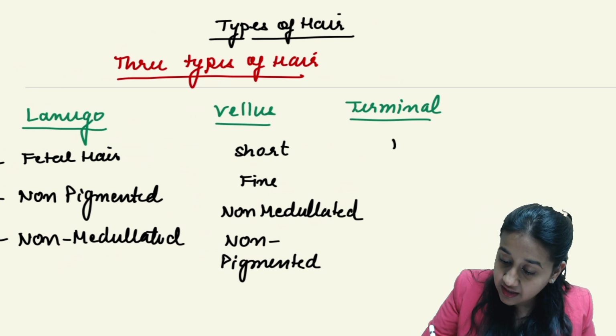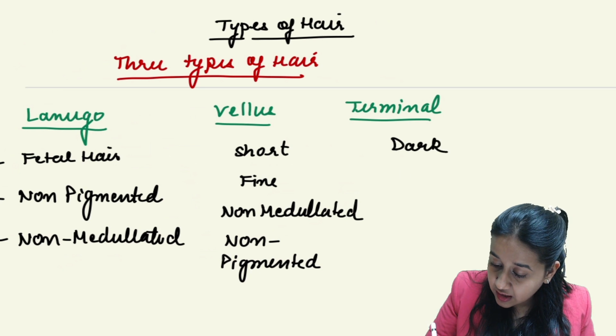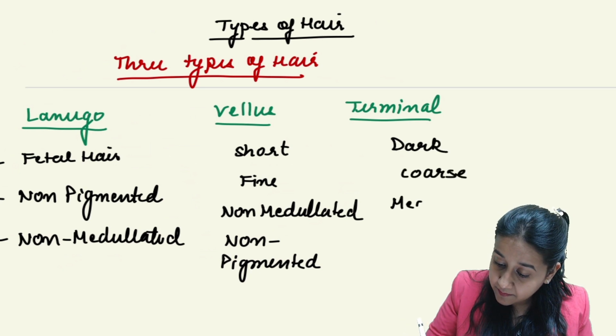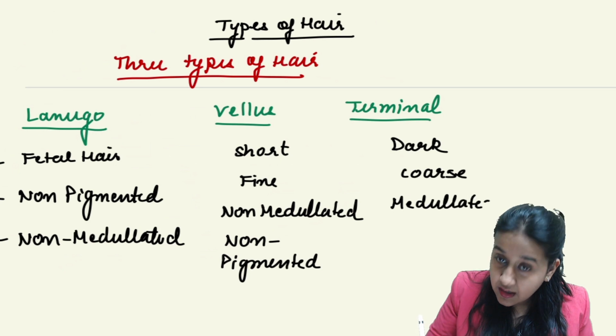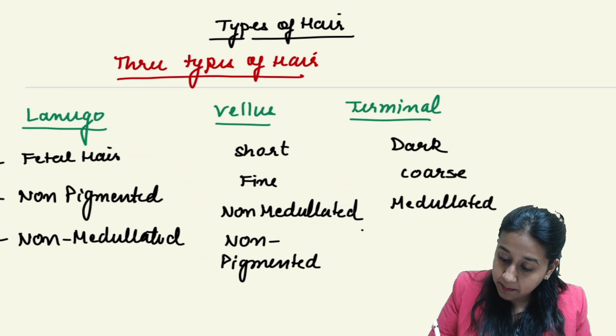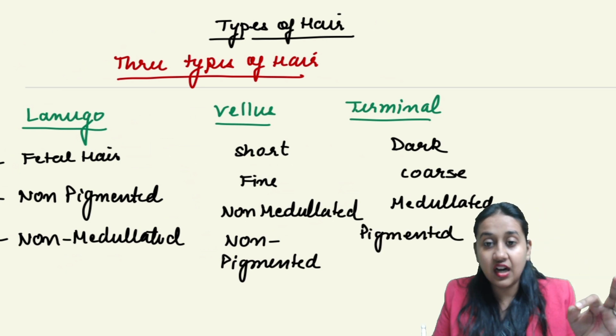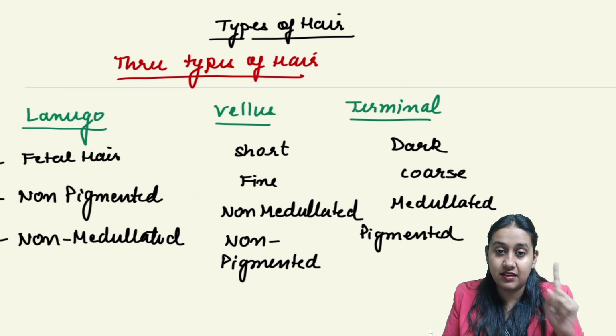The terminal hairs are dark, coarse, medulated, and please remember they are pigmented. They are dark, coarse, medulated, and pigmented.